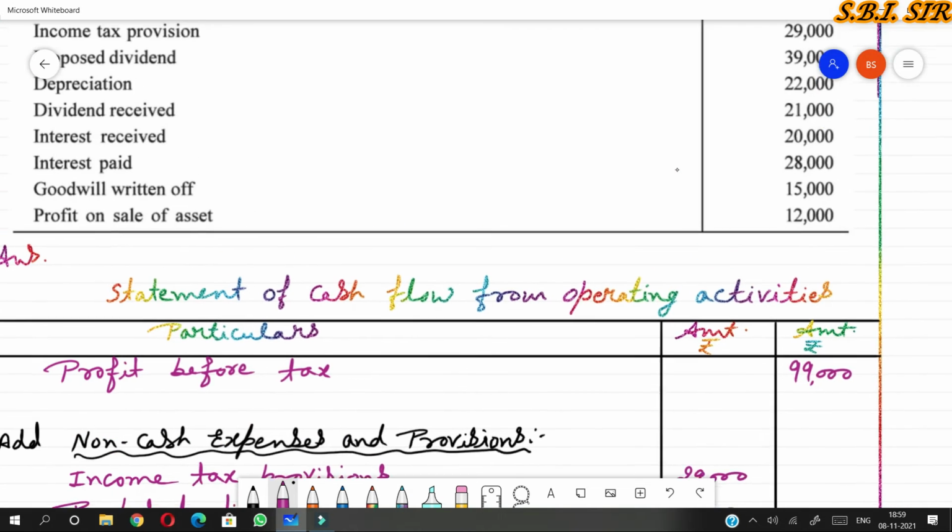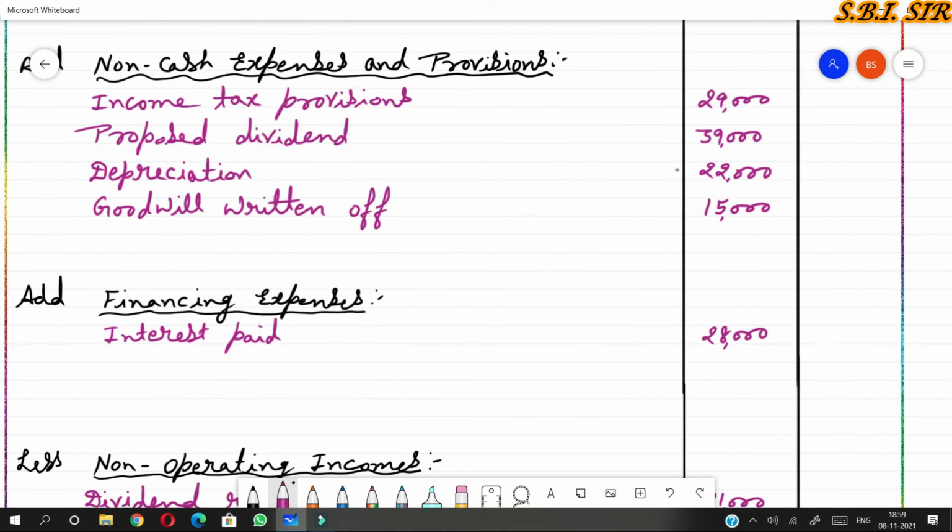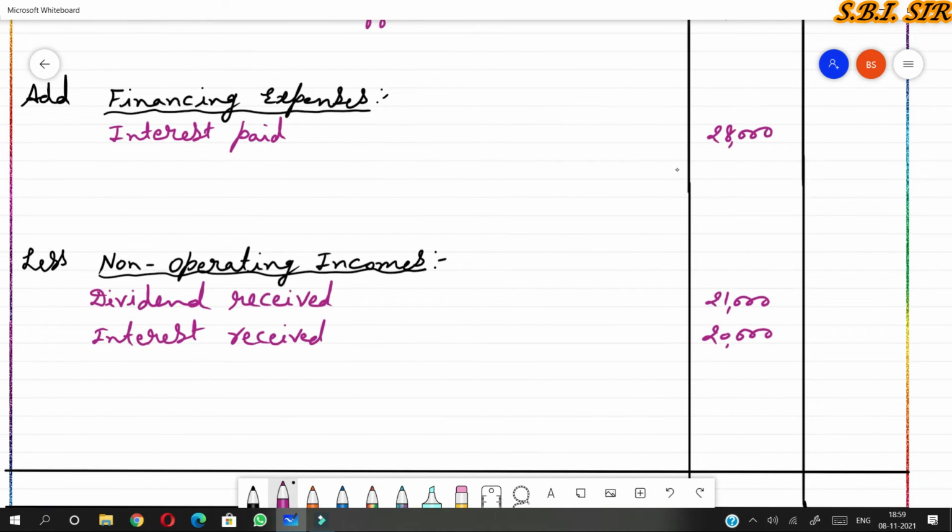Next, profit on sale of asset 12,000. It is a non-operating income. Profit on sale of asset 12,000.